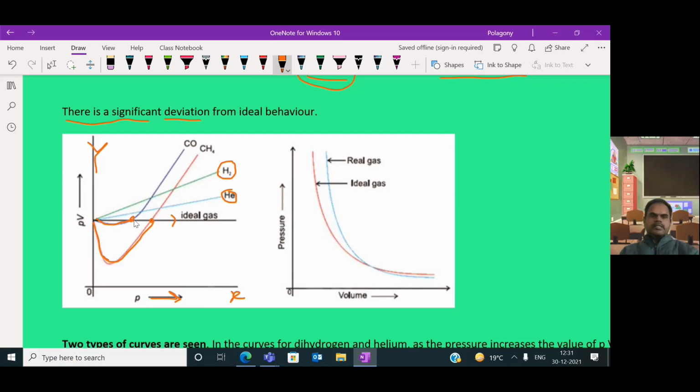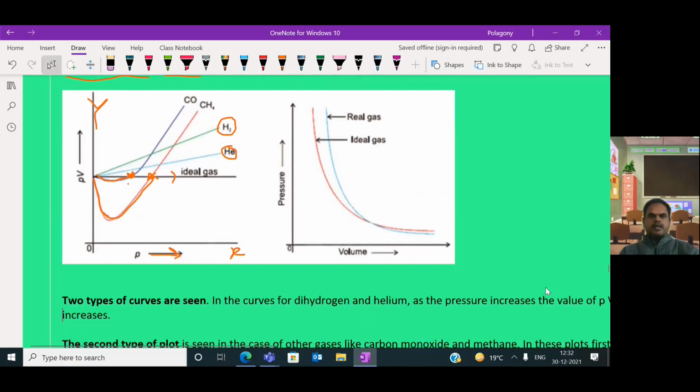That means at certain conditions of temperature and pressure, real gases will become ideal gases. So from this graph of PV versus pressure, we get two types of lines: positively deviated lines and negatively deviated lines.